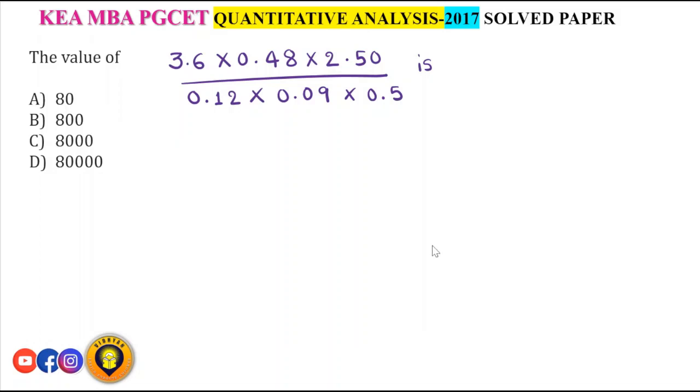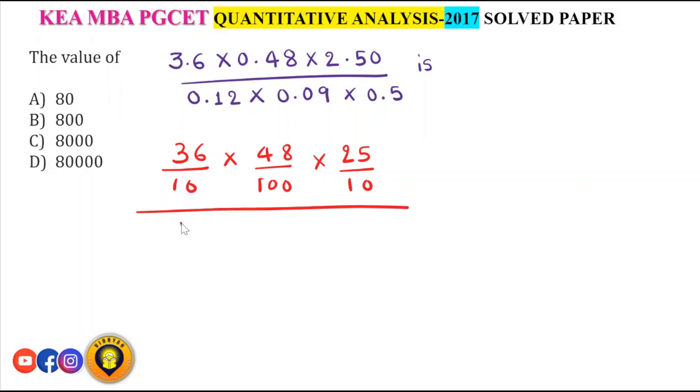The value of 3.6 into 0.48 into 2.50 divided by 0.12 into 0.09 into 0.5 is, see, 3.6 you can write as 36 upon 10, 0.48 as 48 upon 100, and 2.5 as 25 by 10, right? 2.50 means 250 by 100 or 25 by 10, both are the same. The whole divided by 12 by 100 into 9 by 100 into 5 by 10. Okay, so 10 gets cancelled, 100 and 100 get cancelled.